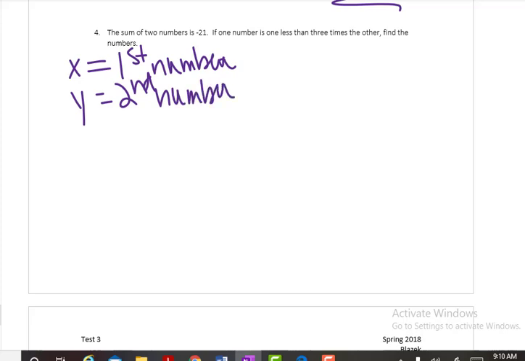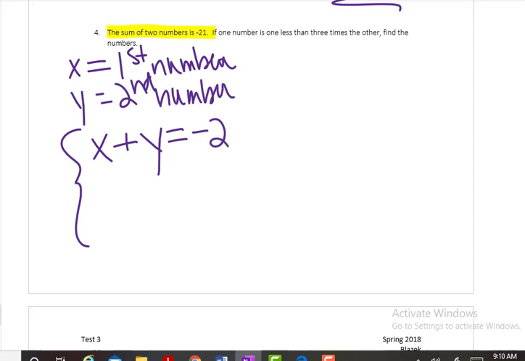So in looking for my system of linear equations, I'm going to write one equation per sentence. The sum of two numbers is negative 21. So that means if I add the two numbers, because sum means addition, I end up with negative 21. Let's look at the next sentence. If one number is one less than 3 times the other. Okay, so that's not even a whole part of the sentence, but we can figure this out.